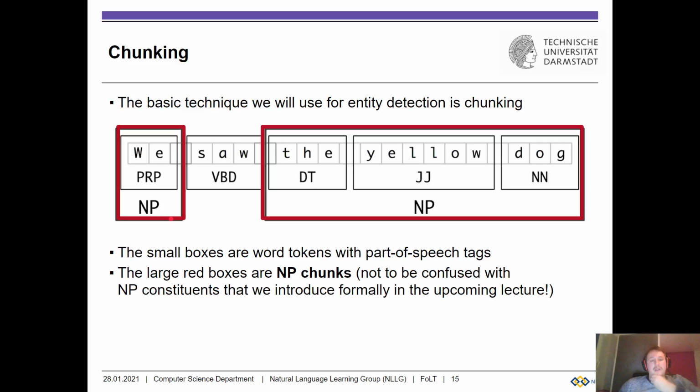As I said, the small boxes here are word tokens, each given with its part of speech. The larger red boxes are the NP chunks. And here, as I said, there would be another chunk. This would be a verb chunk, but we're not interested in this.